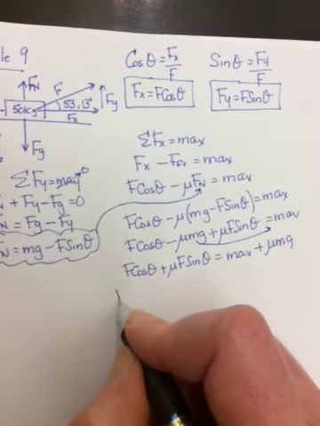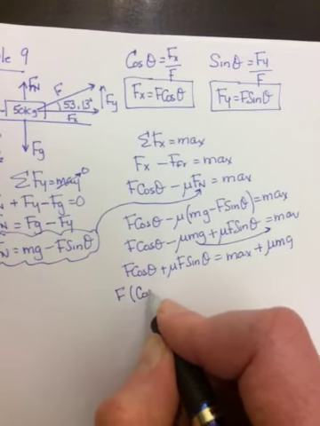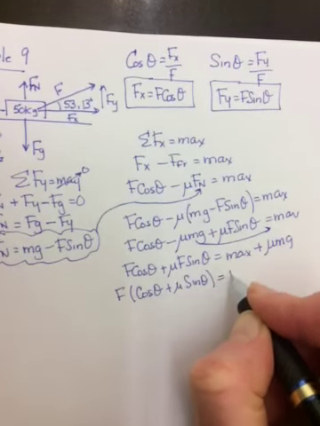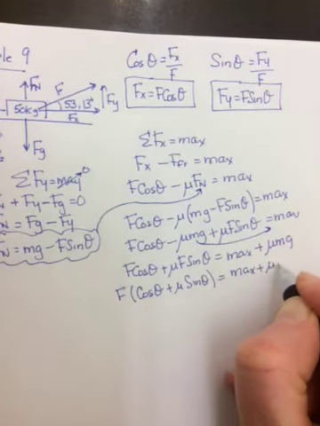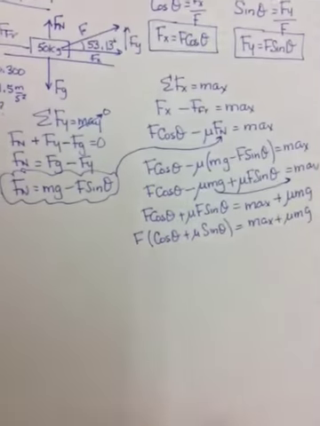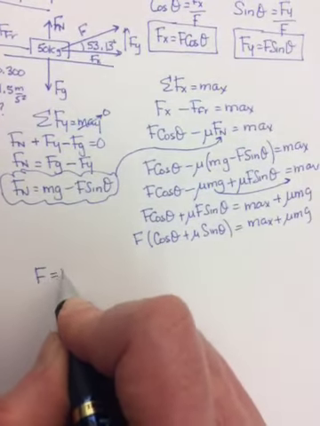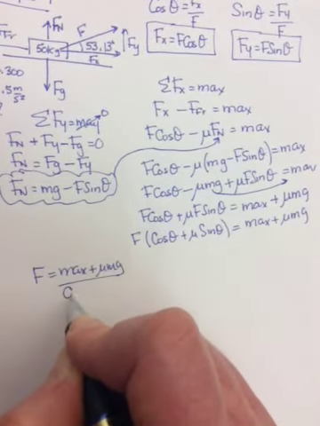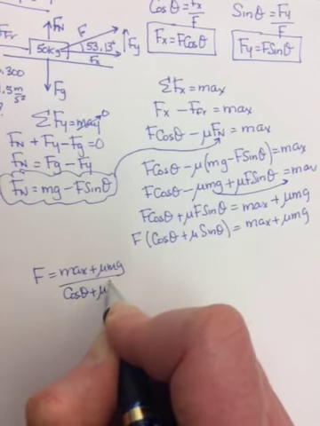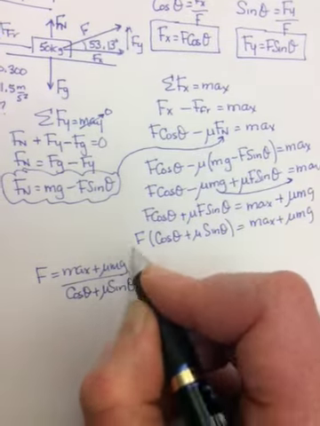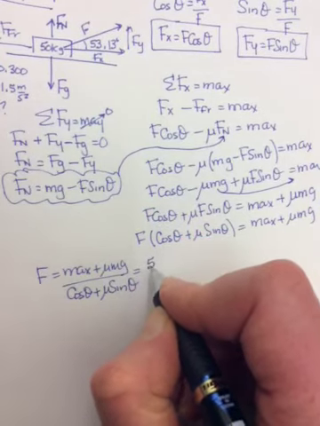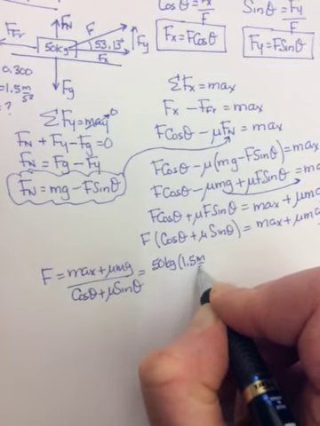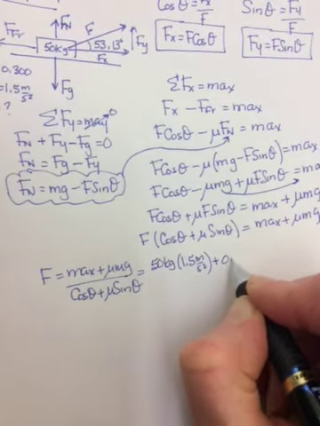Now I have two terms with F in it, so factor the F out, and it becomes F times cos theta plus mu sine theta equals max plus mu mg, and now to get the F by itself, divide by the brackets. So F equals max plus mu mg over cos theta plus mu sine theta. And now fill your numbers in. M was 50 kilograms. A was 1.5 meters per second squared. Mu was 0.3.